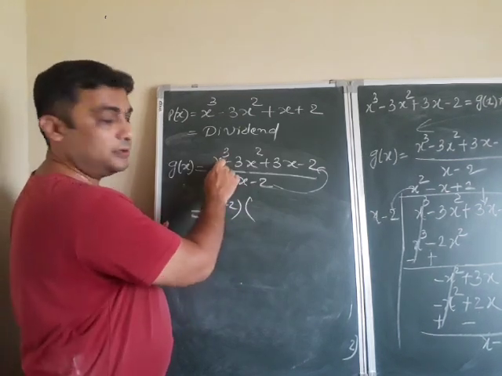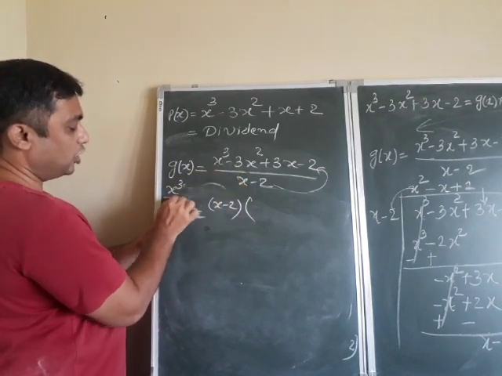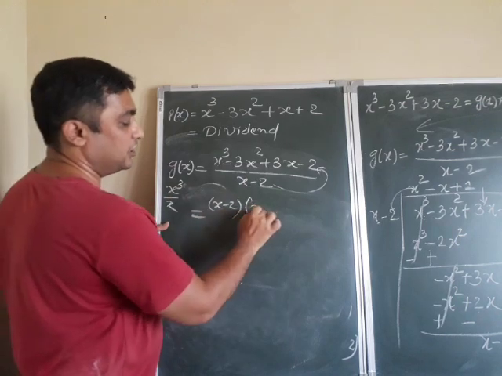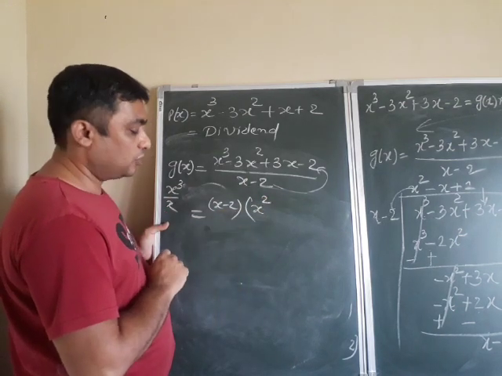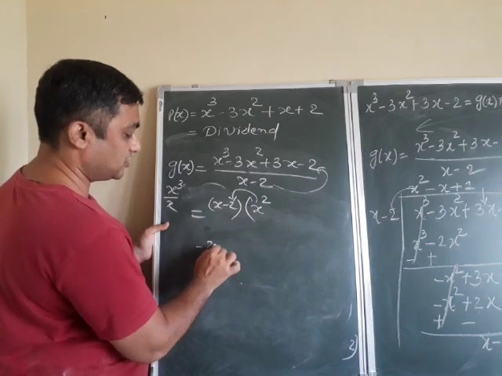See, x cube divided by x, do it like in long division. So x cube upon x, here you write x square. Now this x square you can multiply, so this gives minus 2x square.